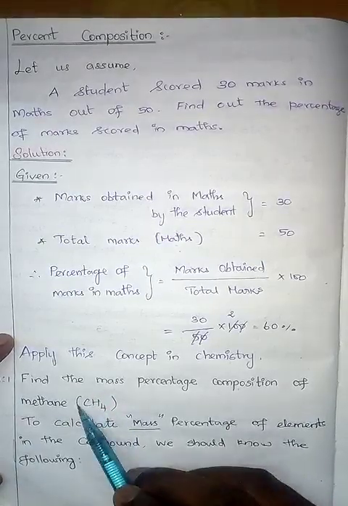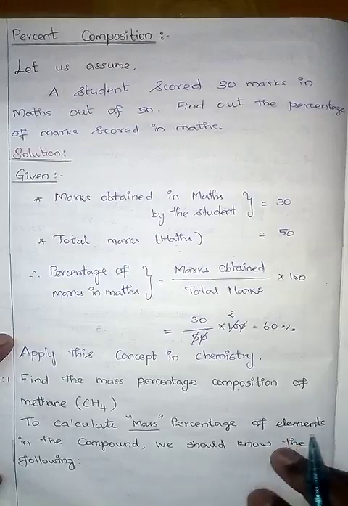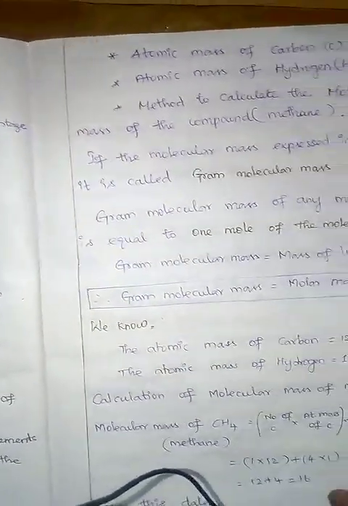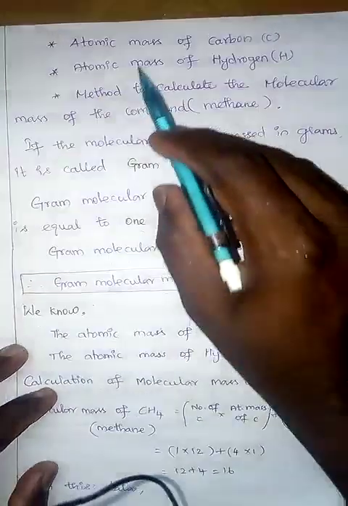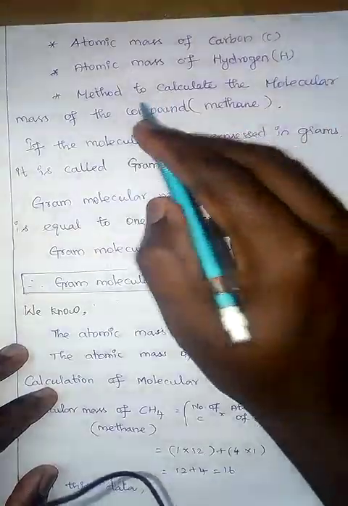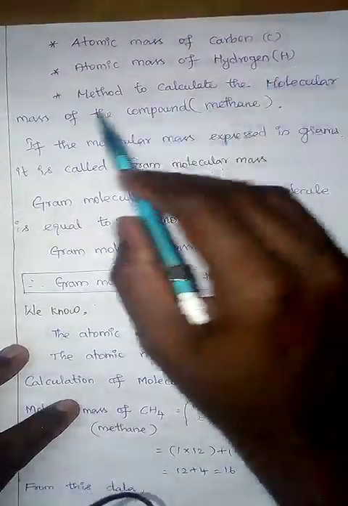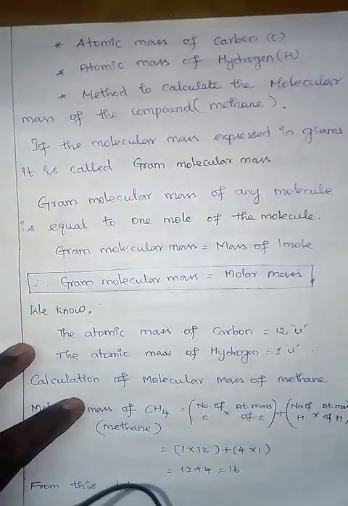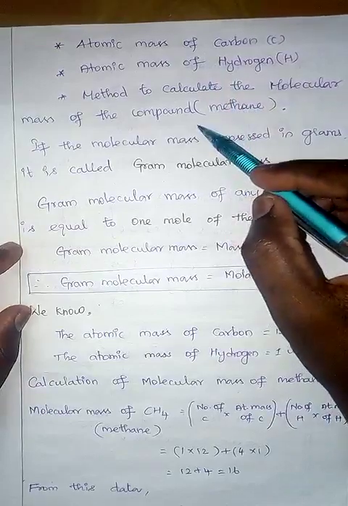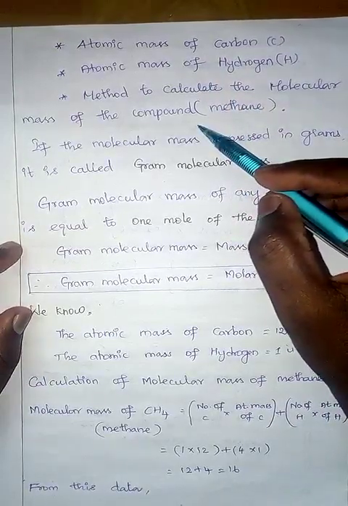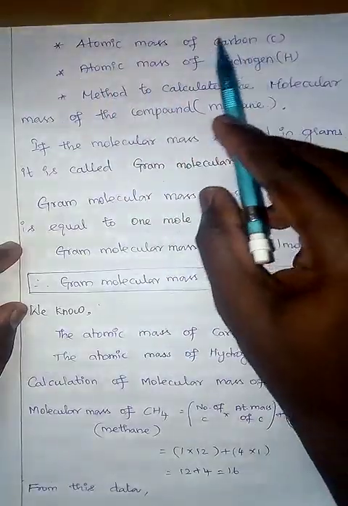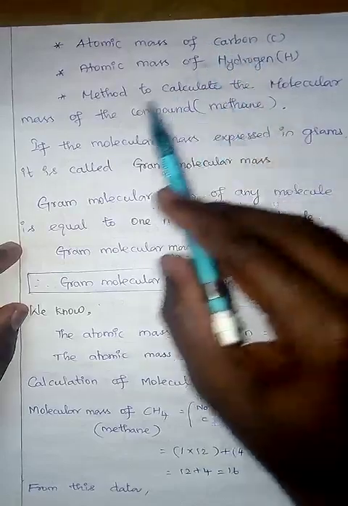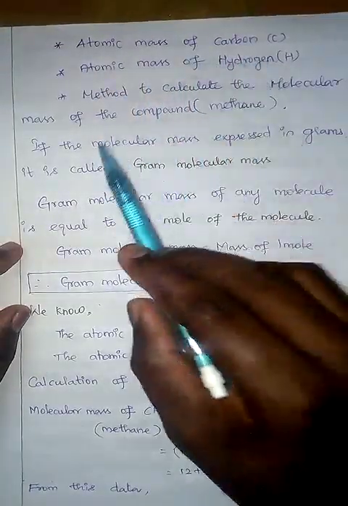In this methane compound, we should know the following. You will see. Look at this. The atomic mass of carbon, the atomic mass of hydrogen, and the method to calculate the molecular mass of compound methane. So these 3 points we have to keep in mind. In our previous videos, we have learned the atomic mass of carbon is 12. The atomic mass of hydrogen is 1.